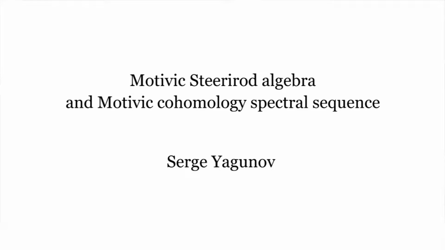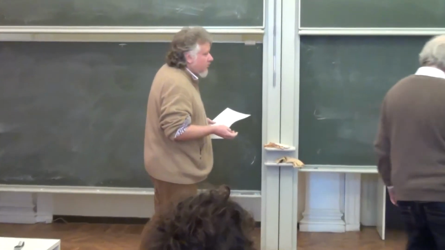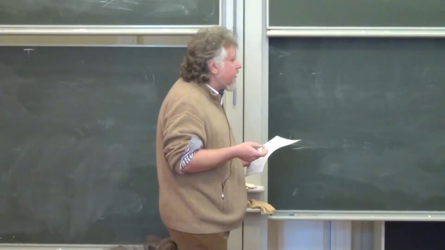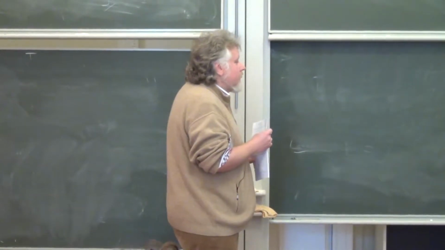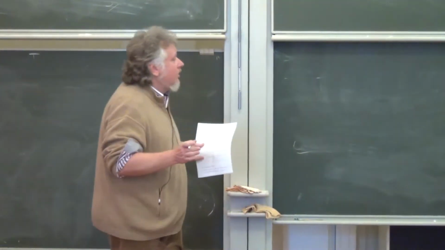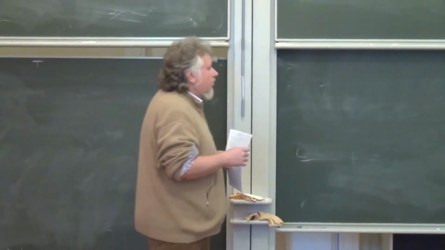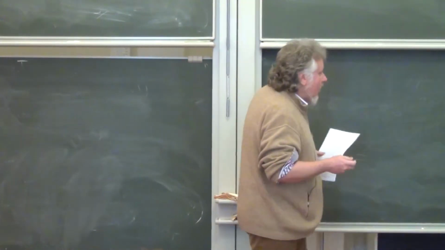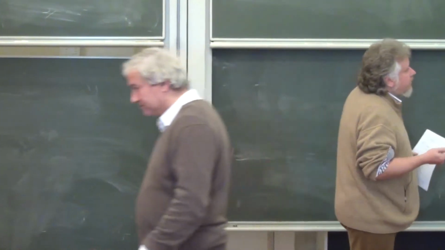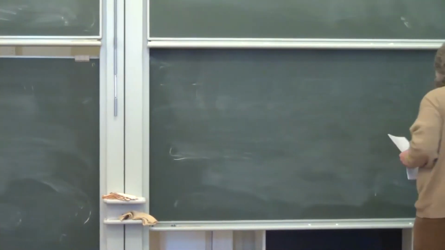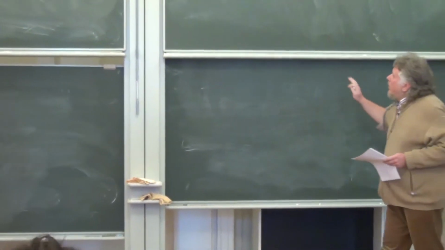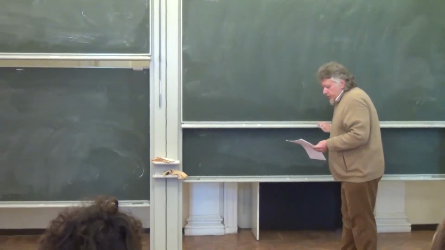So I'm gonna talk about Motivic Steenrod algebra and Motivic cohomology spectral sequence, but I'll probably tell you what these two things are, but I want to start with a purely topological example.